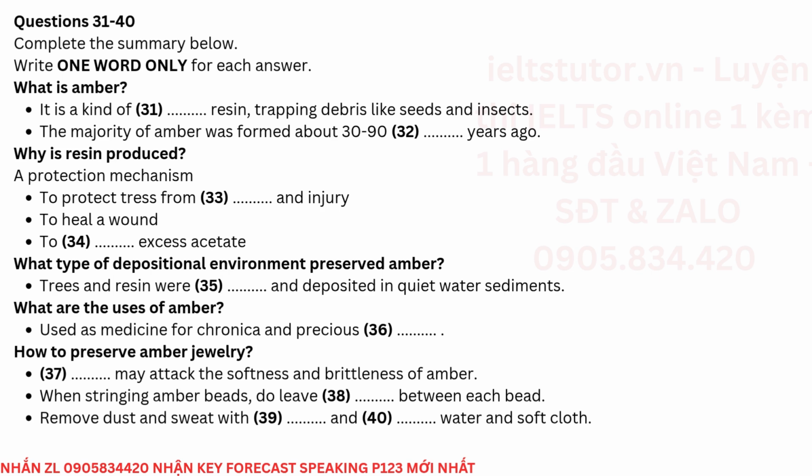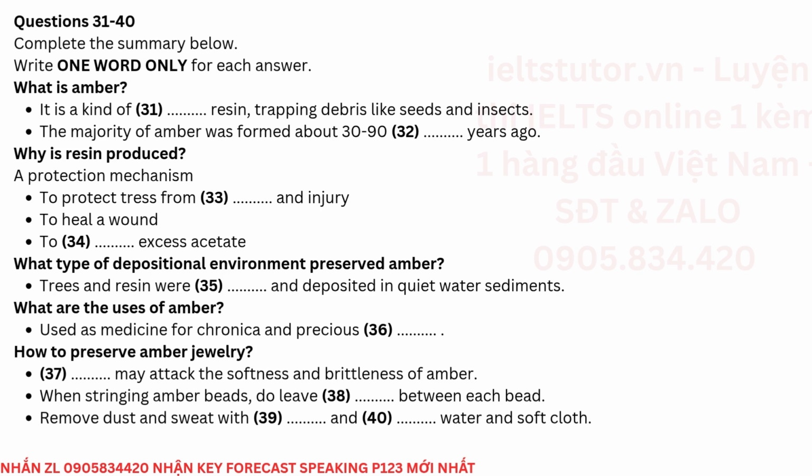You may ask why resin is produced. Although there are contrasting views as to why resin is produced, it is a plant's protection mechanism. The resin may be produced to protect the tree from disease and injury caused by insects and fungi. Resin may be produced to heal a wound, such as a broken branch, and resins have odors or tastes that both attract and repel insects. Resin may also be produced as a plant's method to dispose excess acetate.